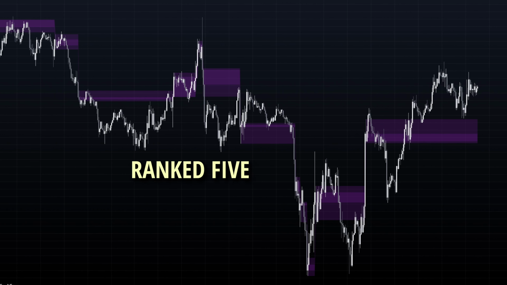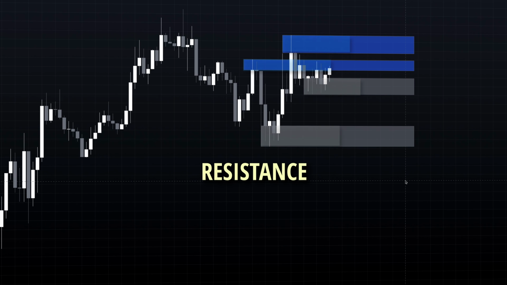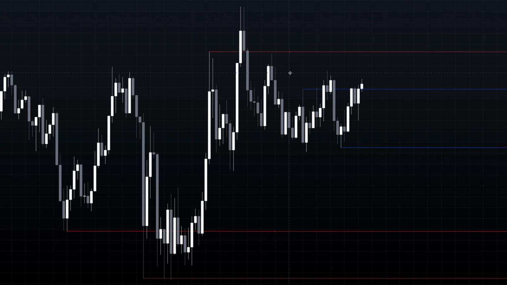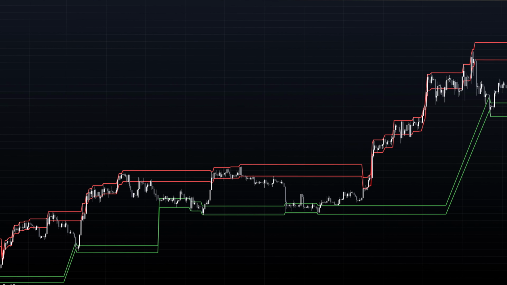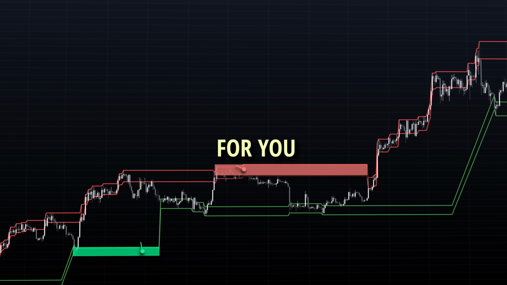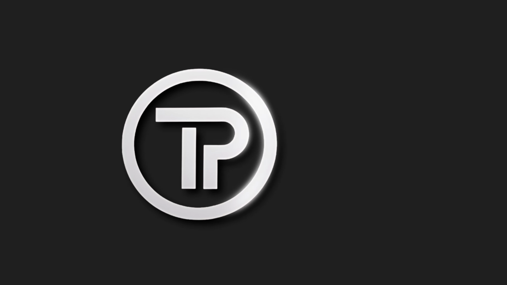We reviewed and ranked 5 different TradingView support and resistance indicators, each one similar, yet unique in its own way, so you can easily choose the one that works best for you. Let's dive in.